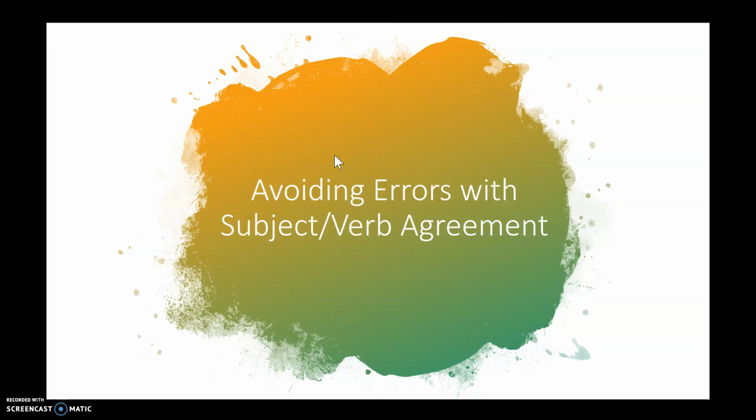Welcome back. This is part 2 in our video lecture series on using verbs. Before, we were talking about some basics of subject-verb agreement, how you conjugate it, what it is, some different noun types, things like that. So now we're going to go into a little bit more detail about how we avoid errors with subject-verb agreement and what that looks like.